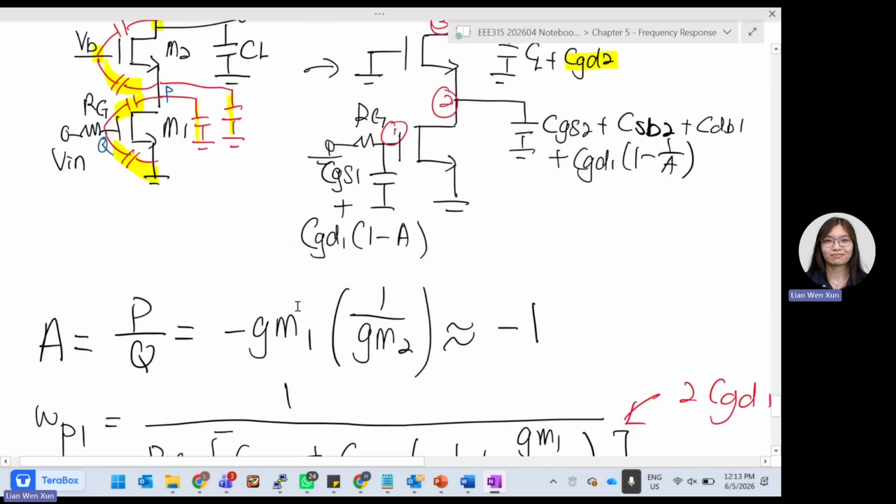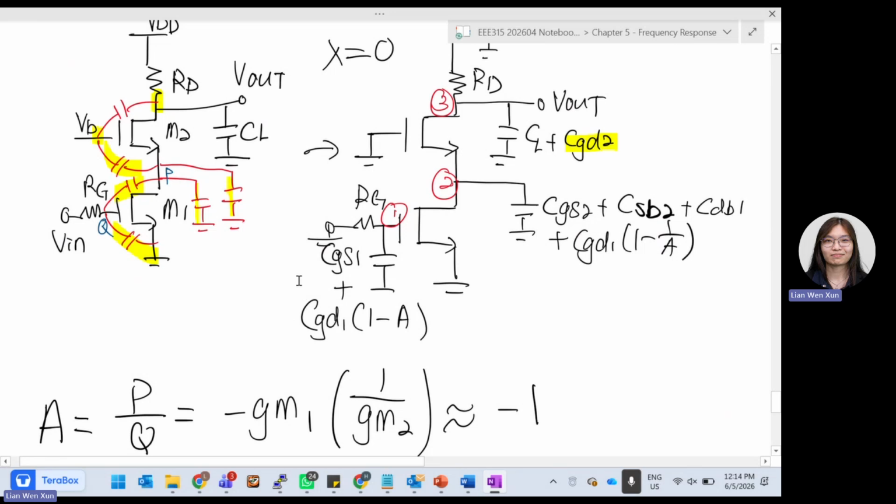But what exactly is the gain? We keep on mentioning A, A, A. What exactly is A? A is actually your common source gain. We say the input is here and the output is here. So the gain for this A, where you want to split the Miller effect, only considers the M1 transistor, which is P over Q. P over Q is just a common source amplifier, which will be negative GM RD.